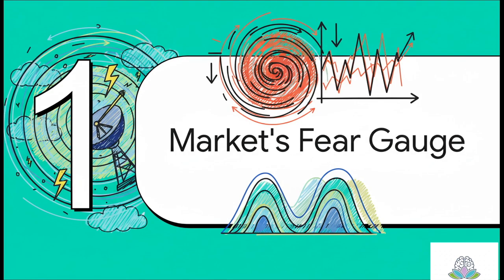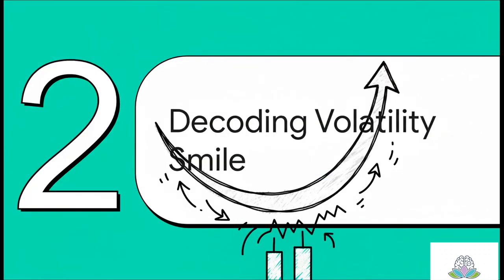I want you to think of skew and term structure as the financial world's super sophisticated weather radar. But instead of tracking storms, it's tracking fear and uncertainty. First up is skew. And to really get a handle on skew, we need to talk about something traders call the volatility smile, or maybe more accurately, the volatility smirk.